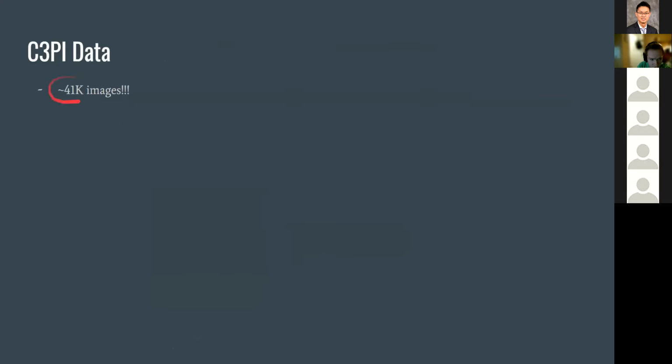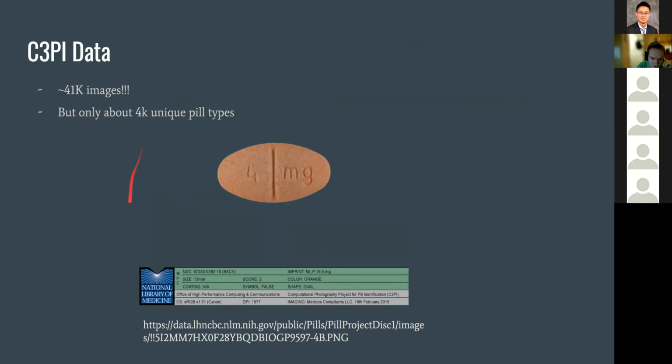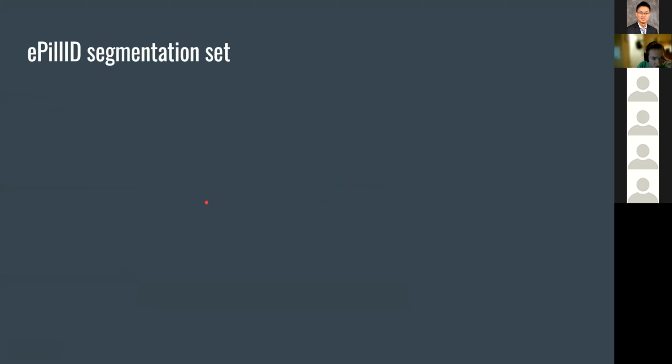The other idea I wanted to explore was new data availability. In a lot of the literature I was reading for this project, it seemed like at the time, like 2016 maybe to 2020, there wasn't a lot of data available. And I'd wondered if that changed. There is this data set, which I found, which is the C3PI data set, which has 41,000 images, although only about 4,000 unique types. So it does have a lot of images, but there's not a ton of variation. But it comes in this really nice format where I can really easily crop out this pill from the center and then use it to create a synthetic data set.